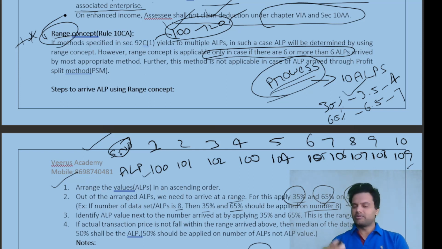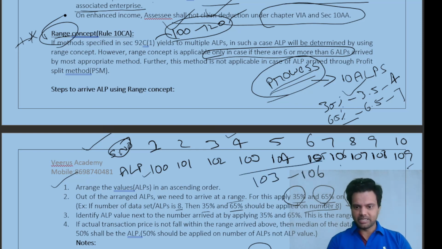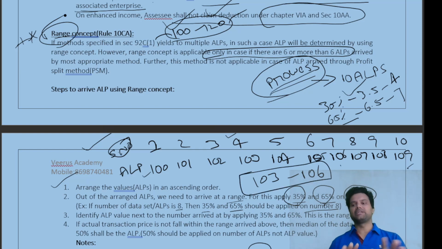Okay, now what we need to do with this 4 and 7? For this 4 we need to identify the respective ALP here. For 4 the respective ALP is 103, and for 7 the respective ALP is 106. Now my range is 103 to 106. This is my range. Till now what we have done is we are trying to eliminate the very low values and very high values. We are trying to concentrate on the average number. We got the average range now, that is 103 to 106.